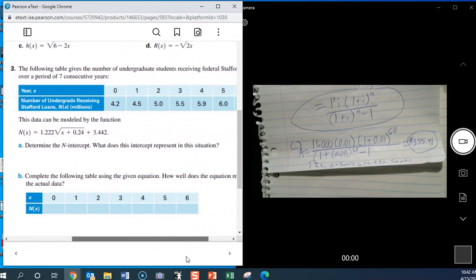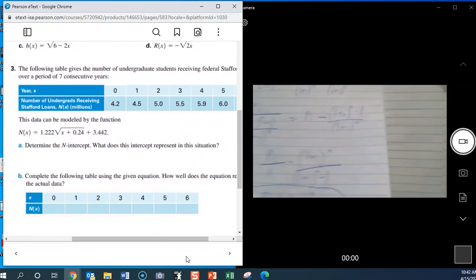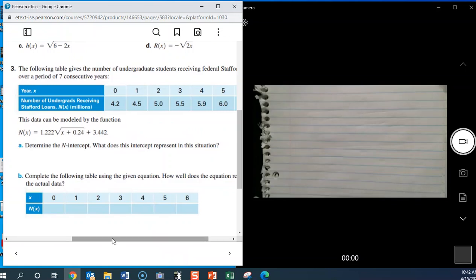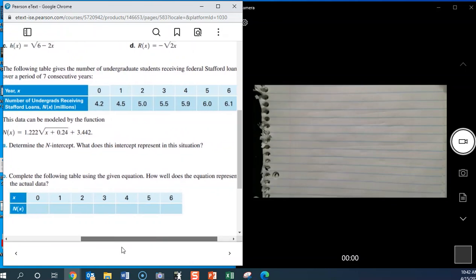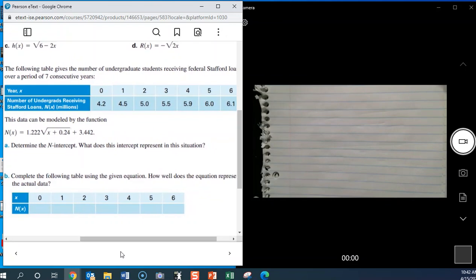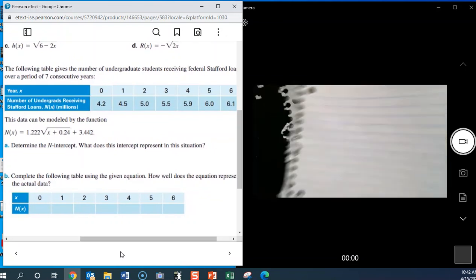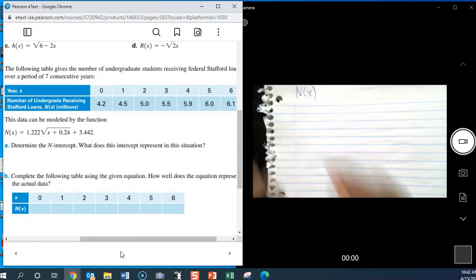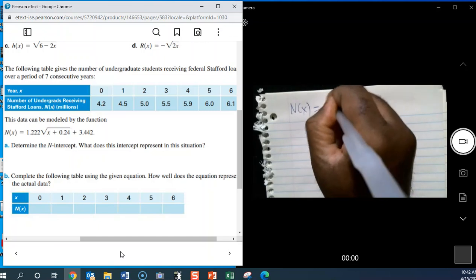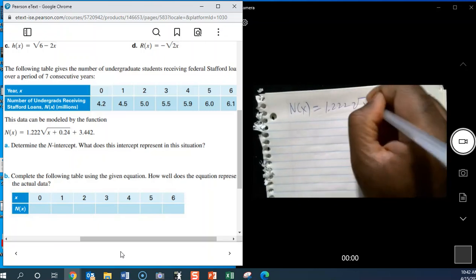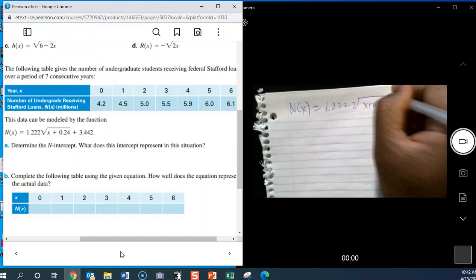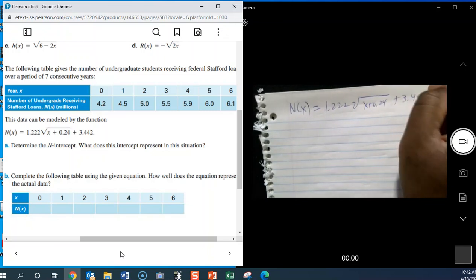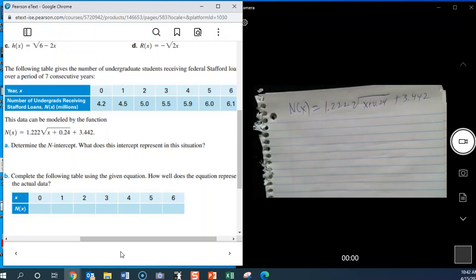Okay, it says the following table gives the number of undergraduate students receiving federal Stafford loans over a period of 7 consecutive years. So it says the data can be modeled by the function n of x. Let me write this function down. N of x is equal to 1.222 square root of x plus 0.24 plus 3.442. Now it says determine the n-intercept. What does this intercept represent in this situation?